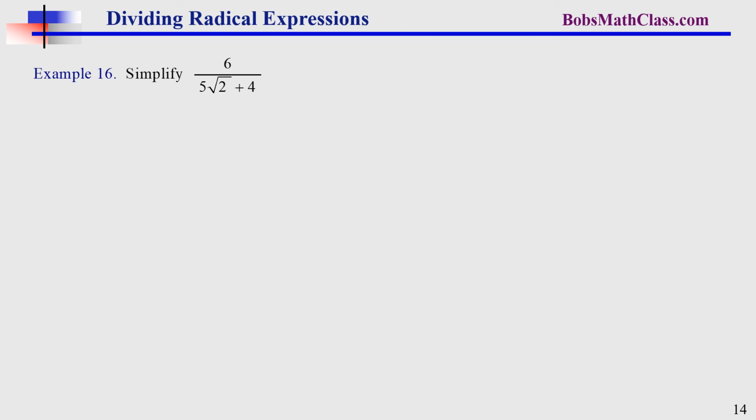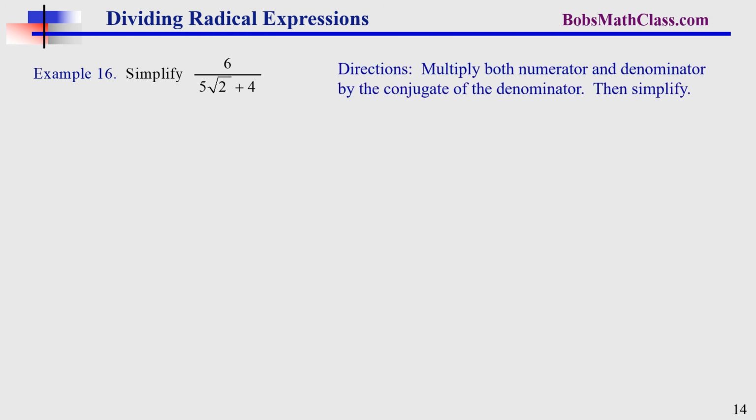So we have a radical in the denominator, and it's a binomial. There's two terms. So we're going to multiply by the conjugate. So the conjugate is exactly the same, but the opposite sign in the middle. And then we'll simplify. So we're going to multiply the top by 5 square root 2 minus 4, and the bottom by 5 square root 2 minus 4. Remember, it must be the opposite sign.